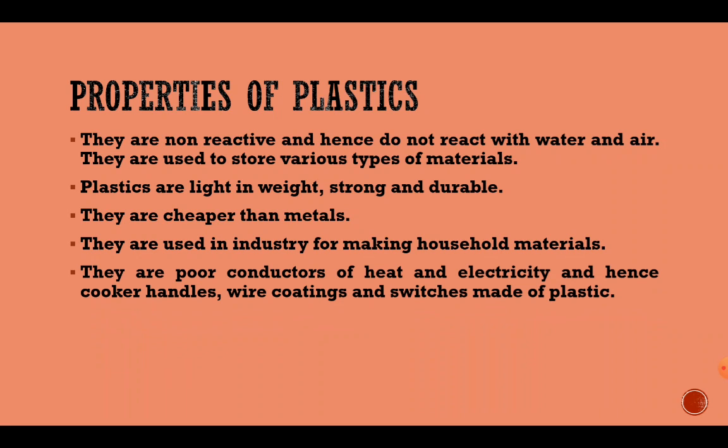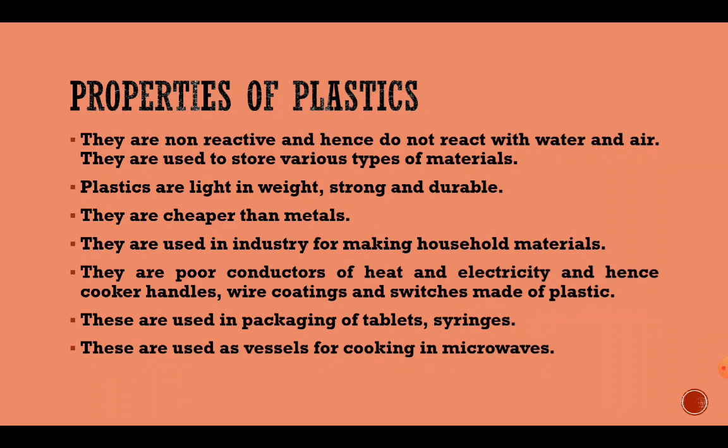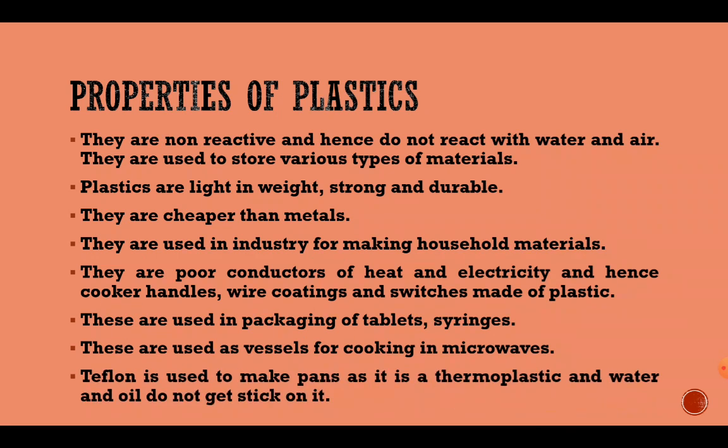We already saw the examples of bakelite and melamine. These both were very important thermosetting plastics, and melamine was also used for the firemen's uniforms. That is because it is a poor conductor of heat. These are also used in packaging of tablets and syringes, and as vessels for cooking in microwaves. And one plastic, Teflon, is used to make pans. Pans which are used for cooking are made up of Teflon, as it is a thermoplastic or thermosetting plastic.